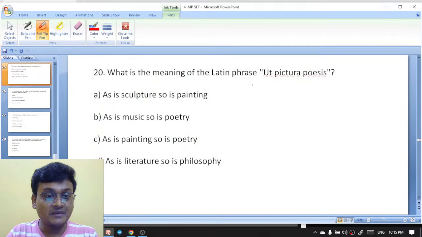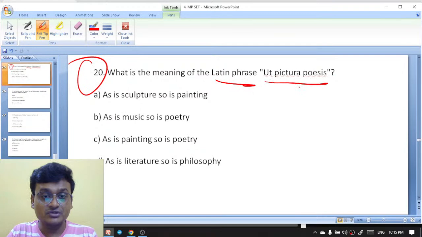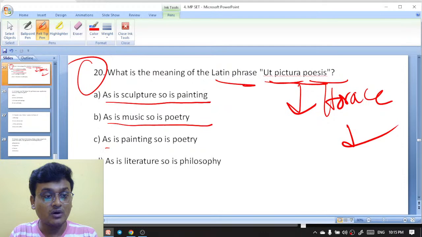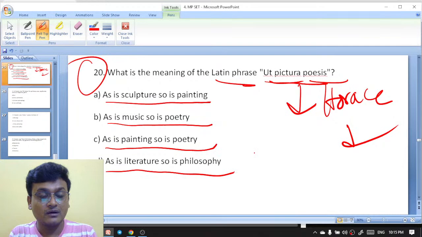What is the meaning of the Latin phrase Ut Pictura Poesis by Horace in Ars Poetica? As sculpture, so painting. As music, so poetry. Or as painting, so poetry. Or as literature, so philosophy. What is the meaning of the Latin phrase Ut Pictura Poesis?